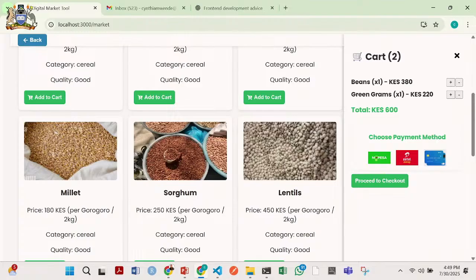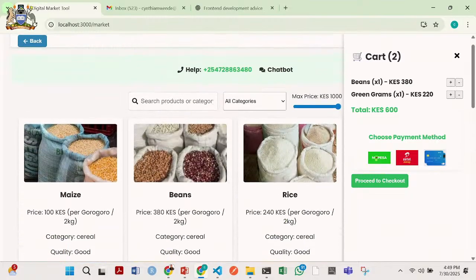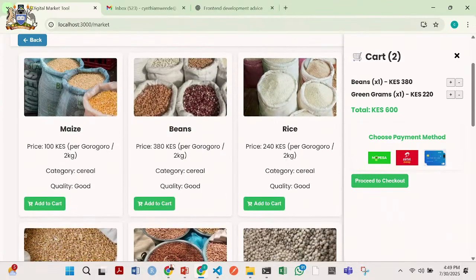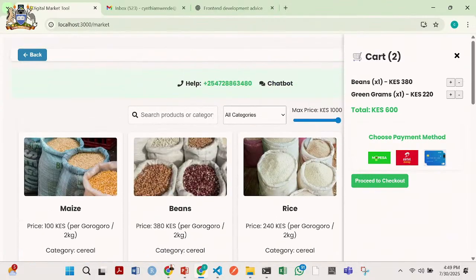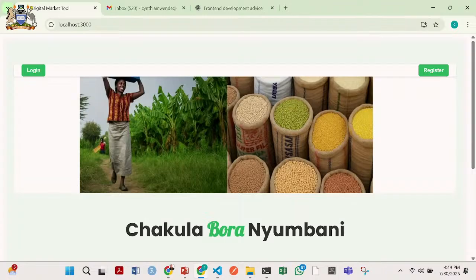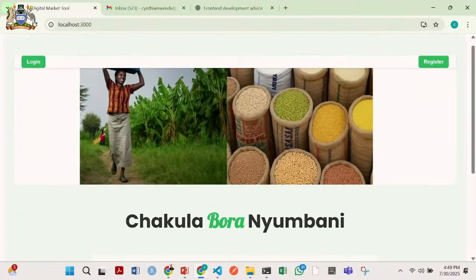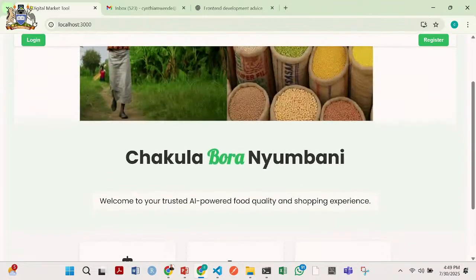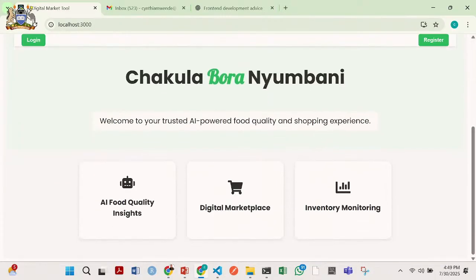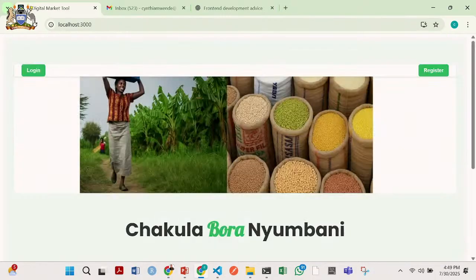You can go back to the landing page. You can see we have also embedded the payment methods. Then you can use the back button. Yes, that is our landing page, so that is basically the display. But you can see we also have the other tools there. That was the digital marketplace.